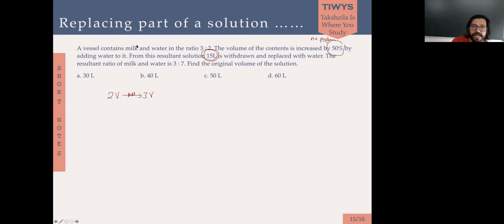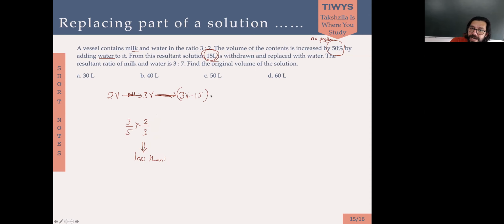And since you're adding, so what am I working on? Milk, 3/5. And I'm adding, so a factor will come in. And that factor, remember, will always be less than 1. You do not have to waste your memory power or any intellectual power here. It should directly be less than 1. Now from this resultant, 15 liters is withdrawn. So now you're removing. So 3V minus 15.